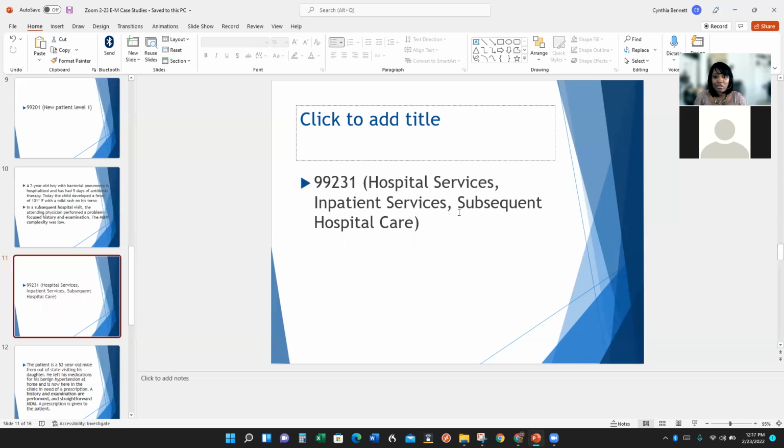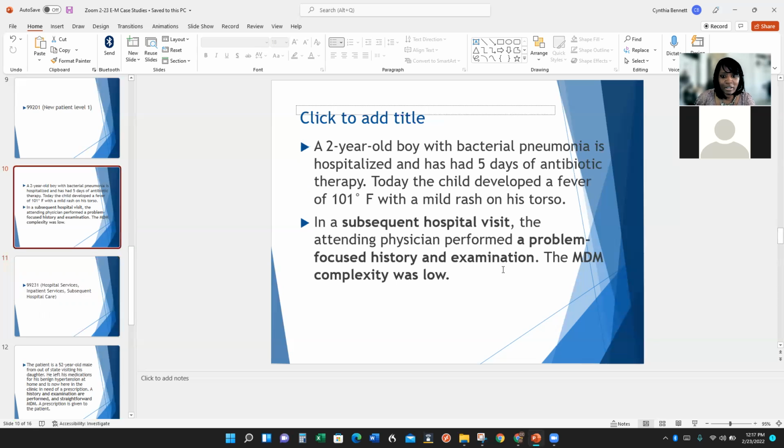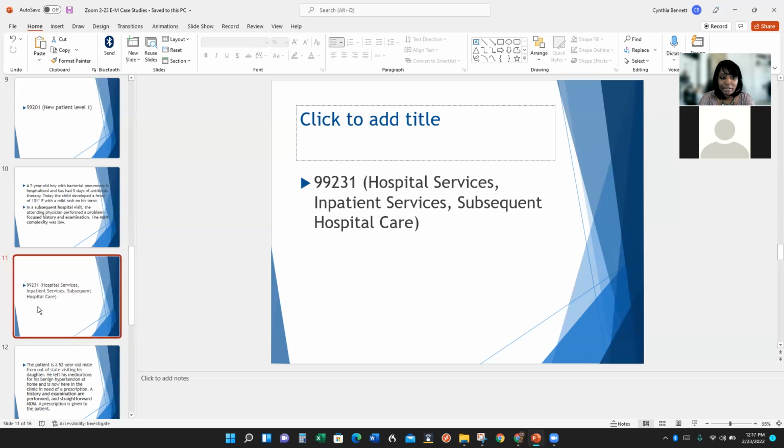So in this case, it's going to be the 99231. And the reason why is because, again, we're looking at the subsequent visit, and then we're looking at the history and exam and the medical decision-making. So when you look at all those factors, that's how we come up with the 99231. So those are some little tips that you can begin to start looking at, becoming more comfortable when you're going in and you're coding these cases.